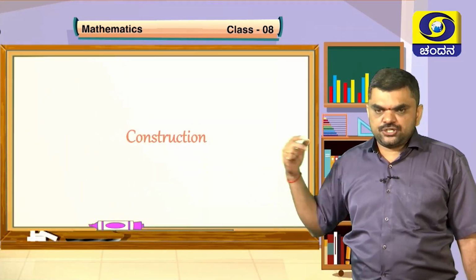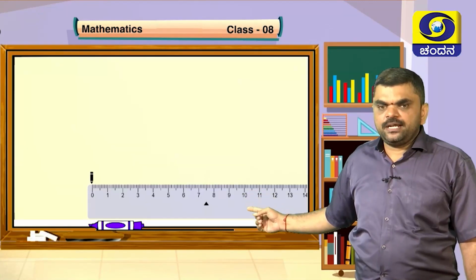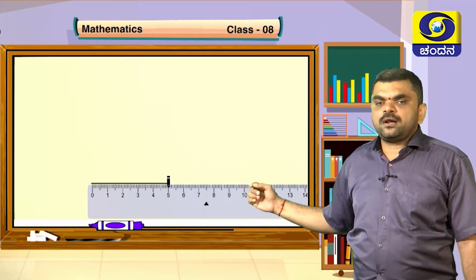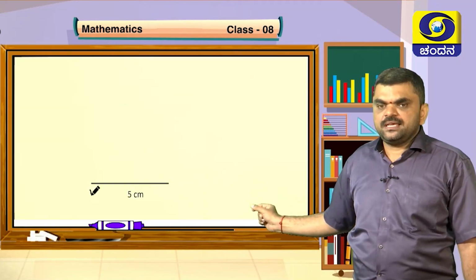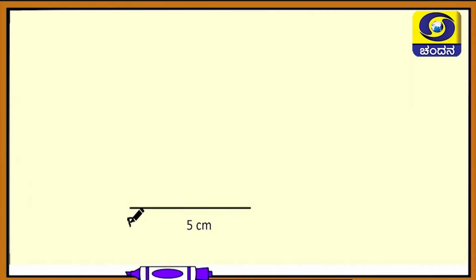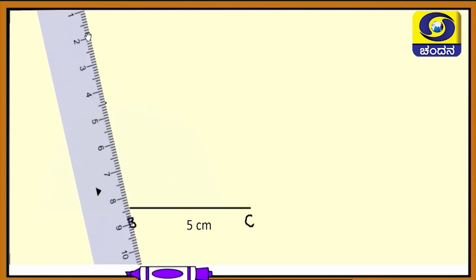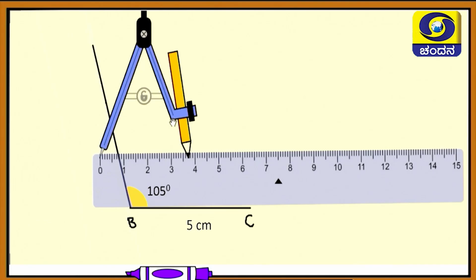Now the construction. First identify the points. I am taking BC as base, which is 5 centimeter. I am marking point B and point C. Yes, BC is 5 centimeter. Right. Now I will take a protractor and place it on point B. I will measure from the right side, that is 10, 20, 30, 40, 50. Between 100 and 110 I will mark a point, that is 105 degree. Yes. Now I will join the marked point with point B and extend the line. Observe here, children, I am extending this line.